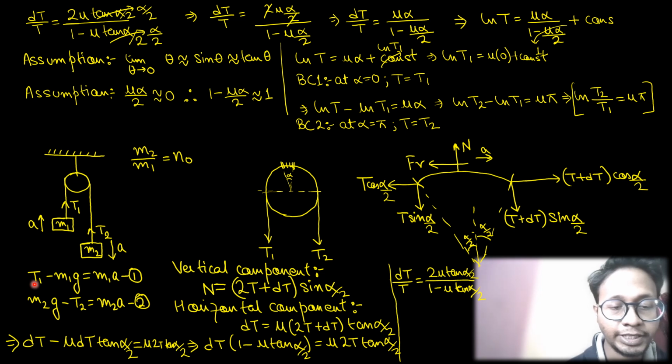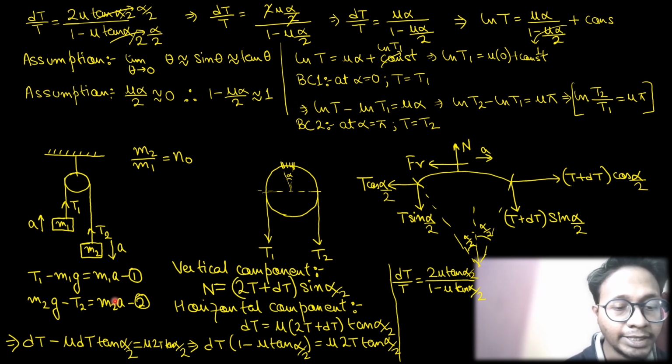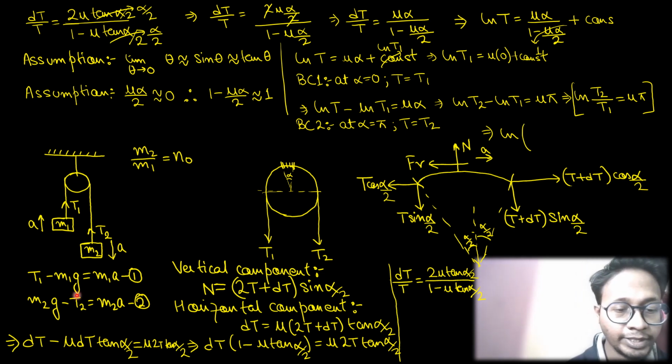So this is the first equation, this is the second equation, and this is our third equation. From this, can I say T1 is equal to M1A plus M1G and T2 is equal to M2G minus M2A? See, so out here ln T2 is equal to M2G minus M2A.